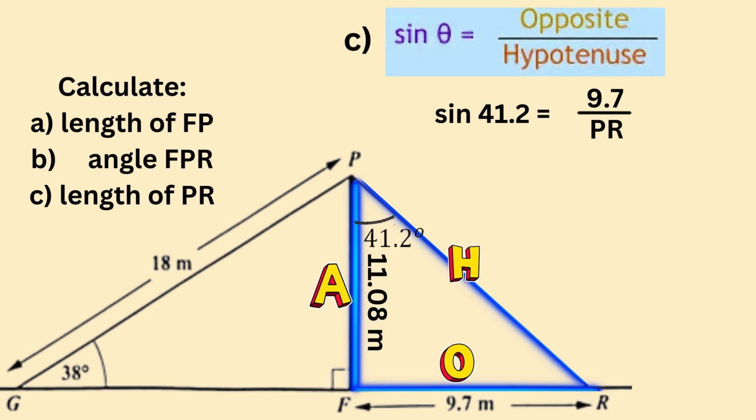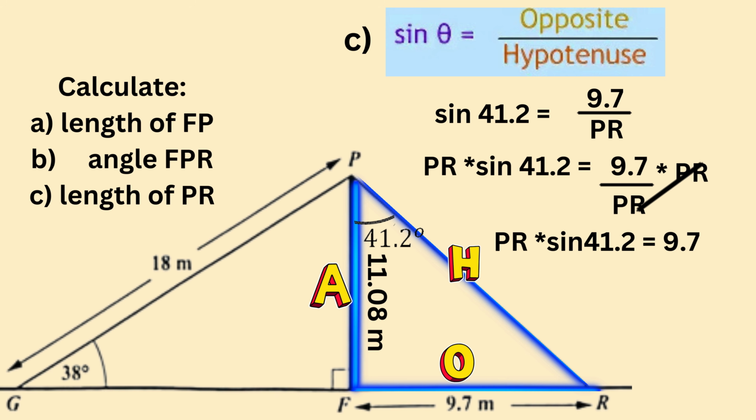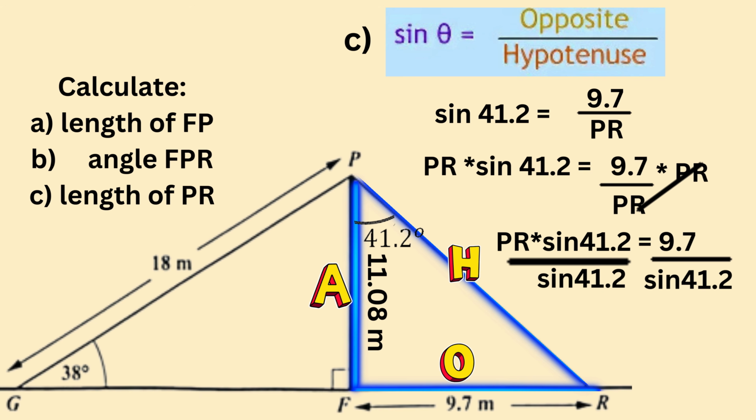We need to get rid of the fraction, so we multiply both sides by PR. So now we have PR sine 41.2 equals 9.7. To solve for PR, we divide both sides by sine 41.2. Hence, our solution is 9.7 divided by sine 41.2, which is 14.73 meters.